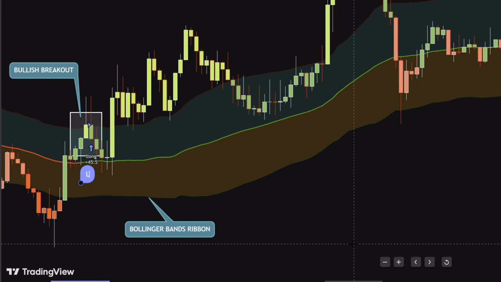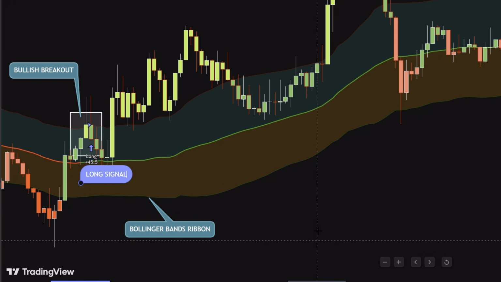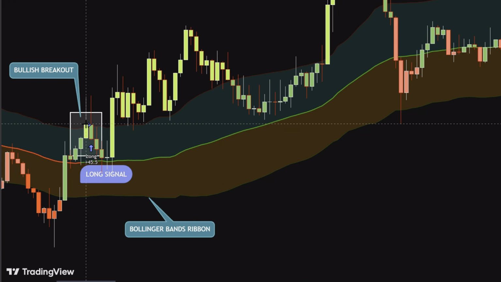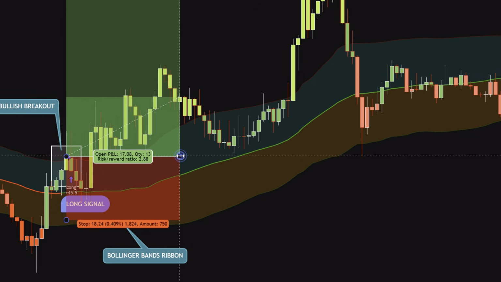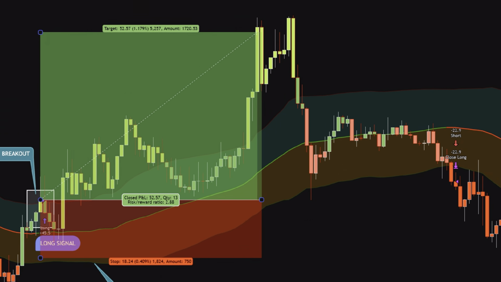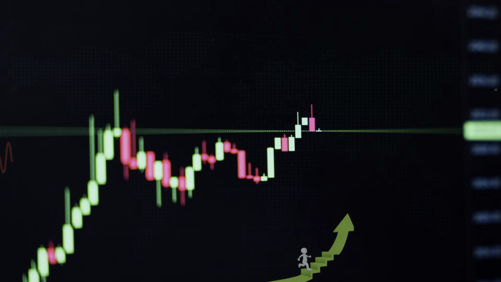Today, I'll show you how I turn this popular tool into a system that waits for real trend conditions, waits for genuine momentum, and keeps you out of the noise. This isn't about taking more trades, it's about taking better ones. Stick around. By the end, you'll have the full process.